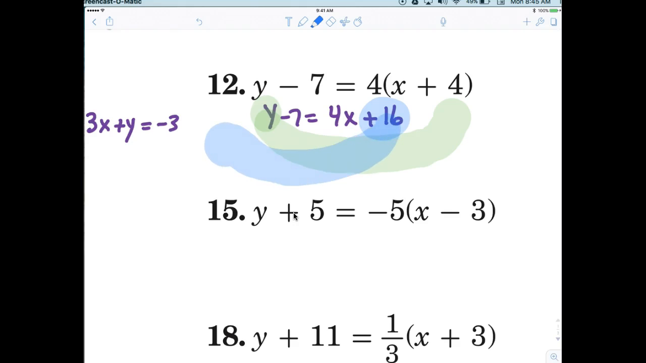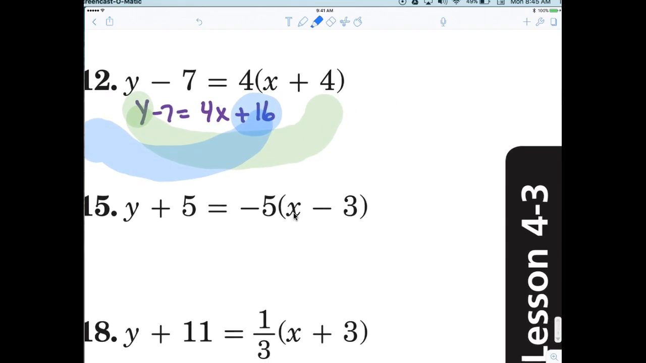Does everybody agree with that? So when I move the y, it becomes 4x minus y. Are you with me on that? Yeah. 4x minus y equals, now, if it's 16 on the right, it's what? Negative 16 on the left. So -16 and -7 makes -23. That's all we're doing there, guys.